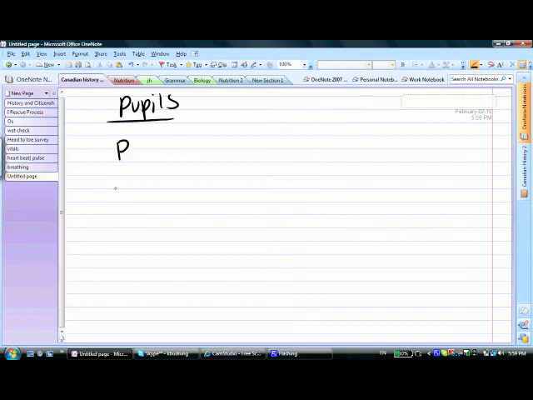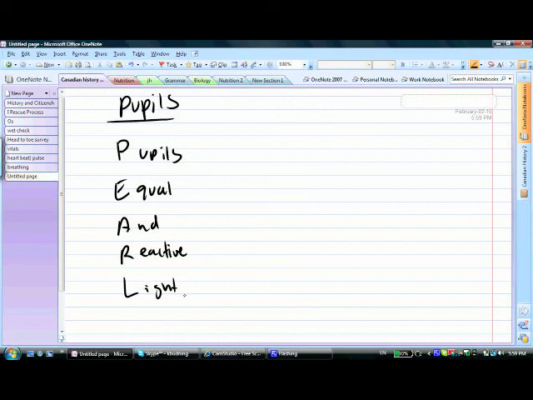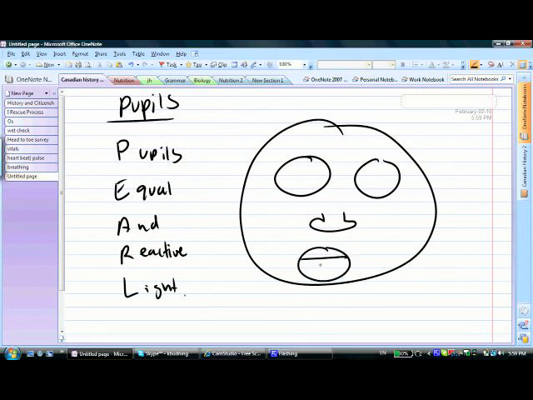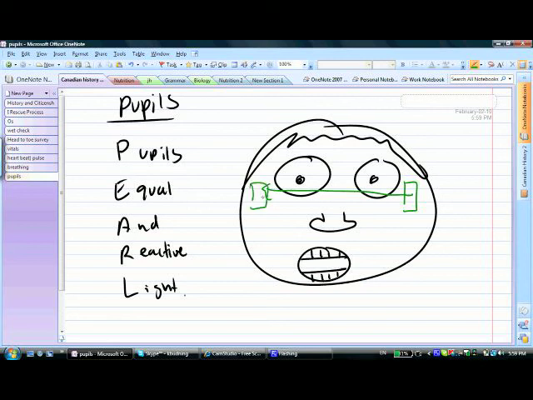Pupils, just going to go over quickly, is PEARL. Pupils are equal and reactive to light. So basically, you have your individual who has their eyes. So basically what you're going to do is you're just going to first of all take your finger. Here, I'm going to take green over here. So let's say green is my finger. And I'm going to run my finger across from side back to the other side.